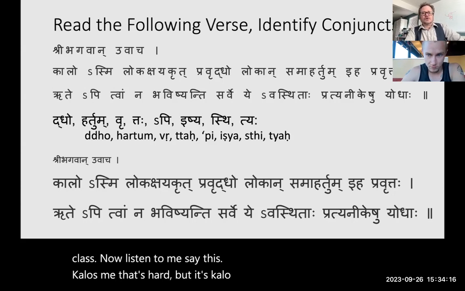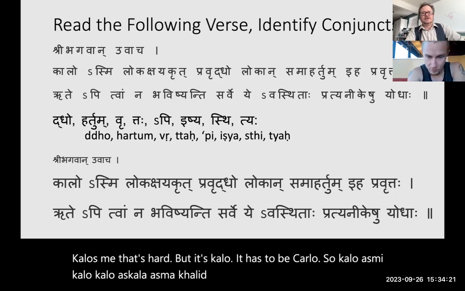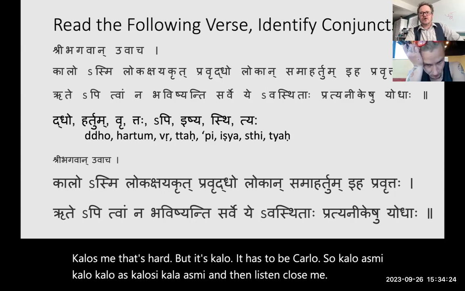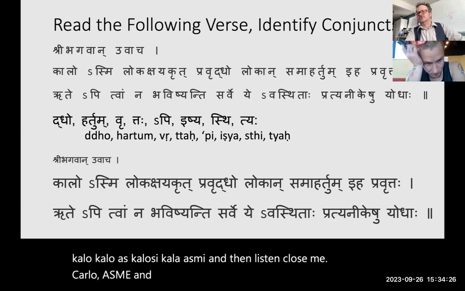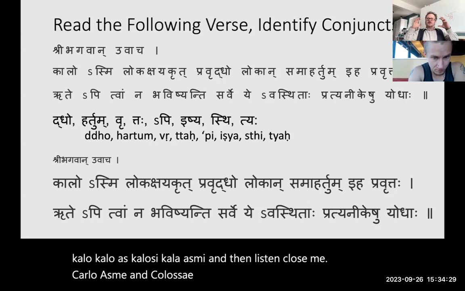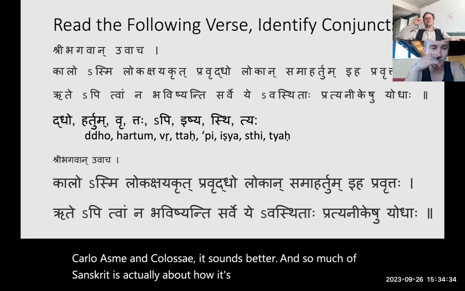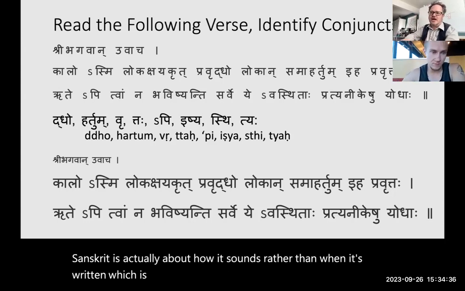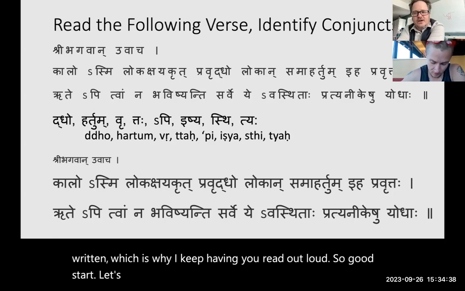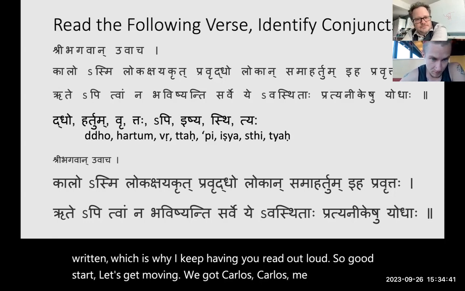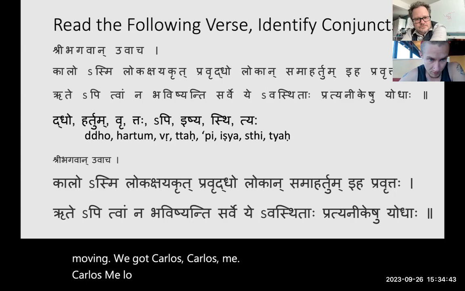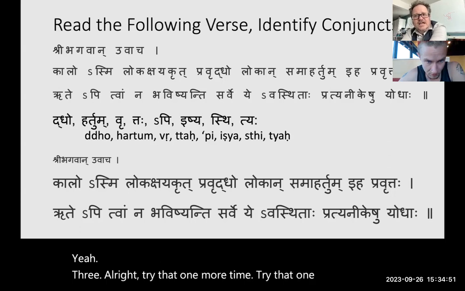It has to be kalo. So kalo asmi. Kalo asmi. And then listen, kalosmi. Kalo asmi and kalosmi. It sounds better. And so much of Sanskrit is actually about how it sounds rather than how it's written, which is why I keep having you read out loud. So good start. Let's get moving. We got kalosmi. Kalosmi, lo, ksha, or yaksha, ya, three. All right, try that one more time. Try that one more time and sound out each syllable.